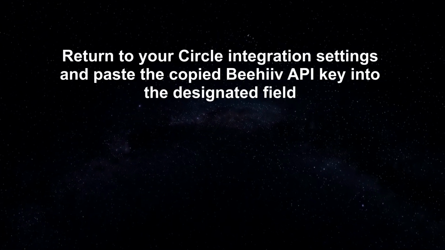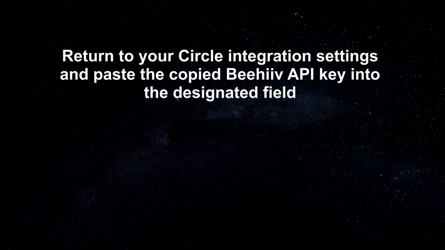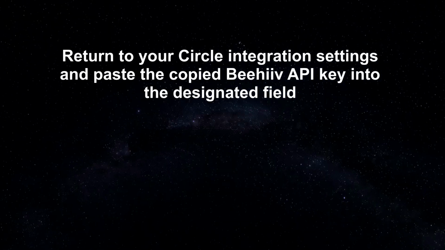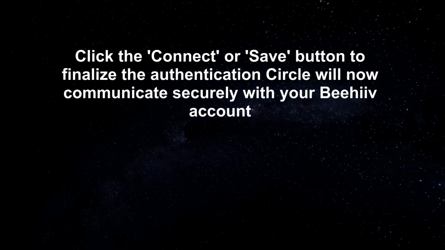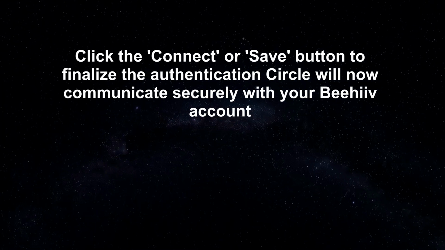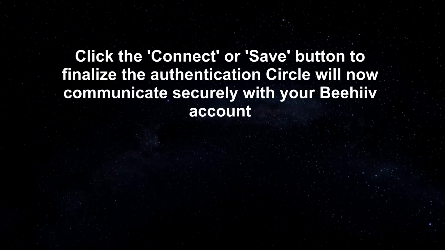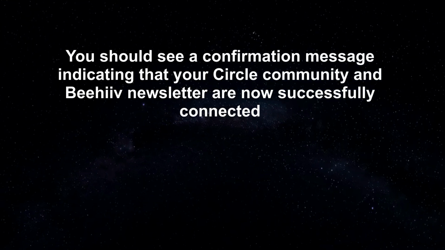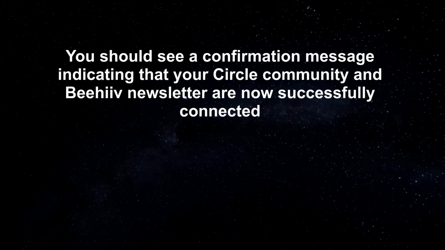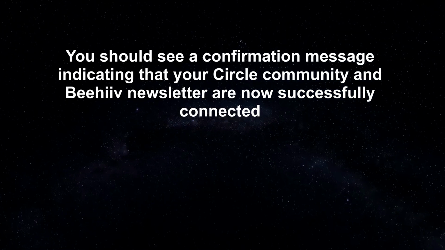Return to your Circle integration settings and paste the copied Beehiiv API key into the designated field. Click the Connect or Save button to finalize the authentication. Circle will now communicate securely with your Beehiiv account. You should see a confirmation message indicating that your Circle community and Beehiiv newsletter are now successfully connected.